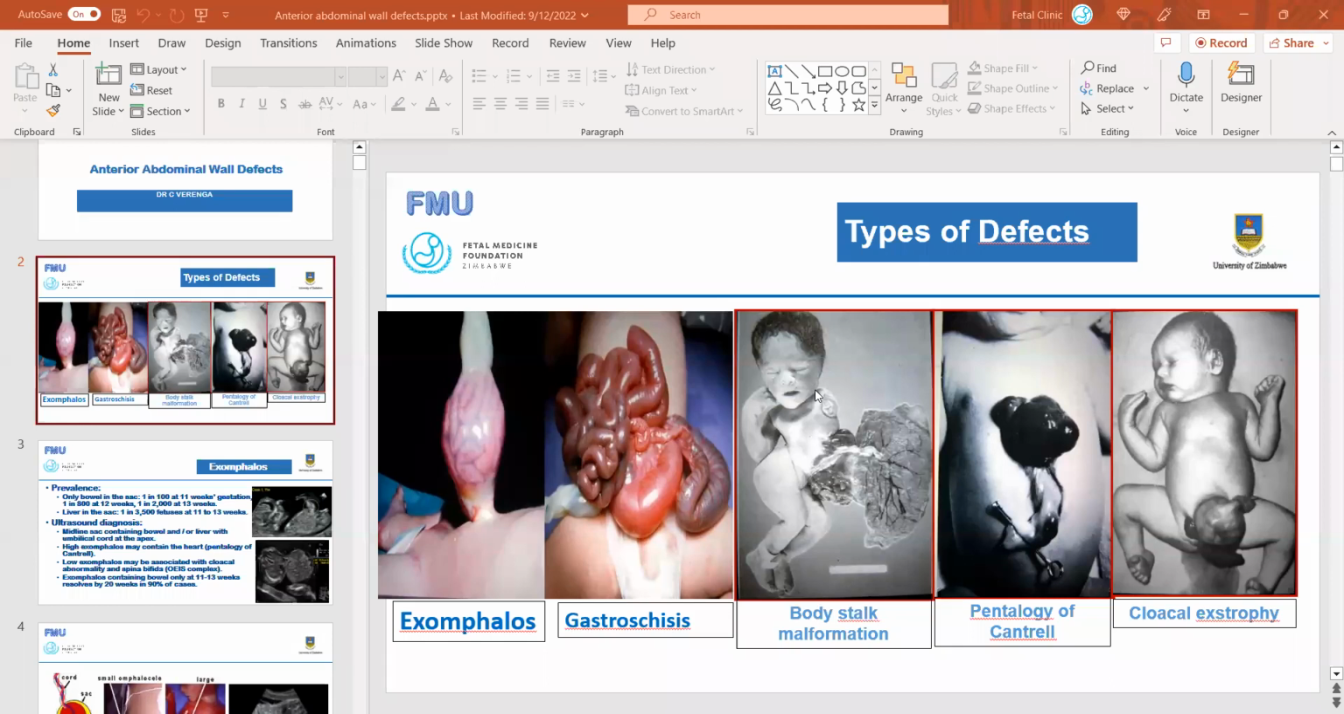So please take note of this. And these babies are somehow fixed or arrested somehow. Then we have the pentalogy of Cantrell. Pentalogy of Cantrell, how do you distinguish it from these ones? In pentalogy of Cantrell, we also have the heart, ectopia cordis. So the defect starts a little bit higher. It goes all the way to the sternum, so that the heart is also outside. This is how we distinguish it from the others.